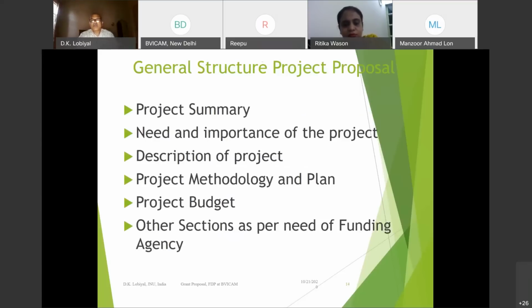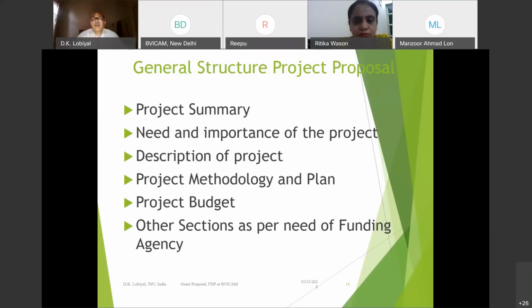Now, after having said what kind of project you may get, we should discuss the general structure of a project proposal, the key components, and how they should be put on paper. That is what we'll talk about: the structure of a project.